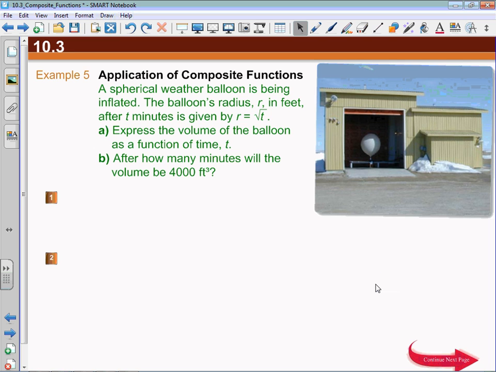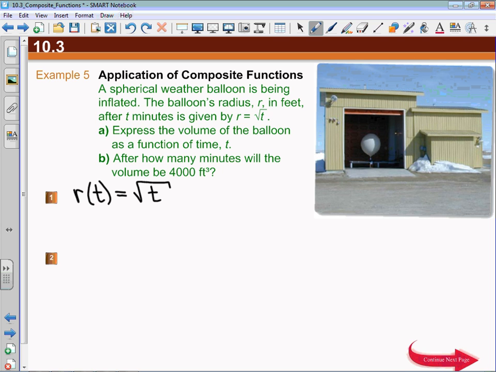All right, last example, number 5 in 10.3, and I think it gives us a really good real-world use for the composition of functions. So it's telling us that a spherical weather balloon is being inflated, and then the balloon's radius is changing based on a function related to time. And I want to rewrite that just a little bit: really, the radius is a function of time, and that's equal to the square root of t.